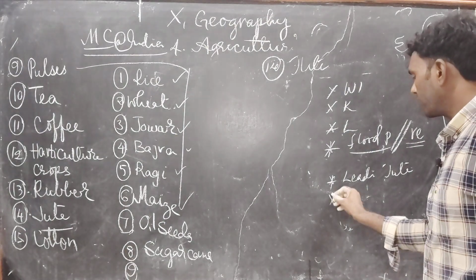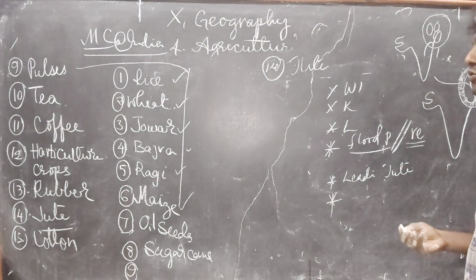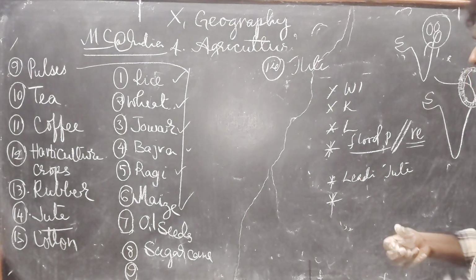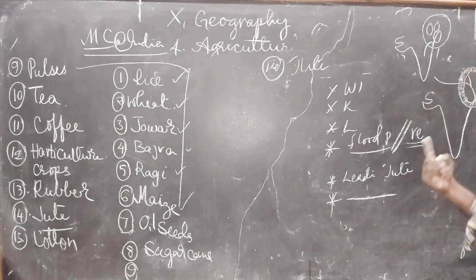With jute, we can prepare bags, clothes, gunny bags, and also crafts. We can prepare thread, and also ropes. Also different types of crafts. These are the uses of jute.